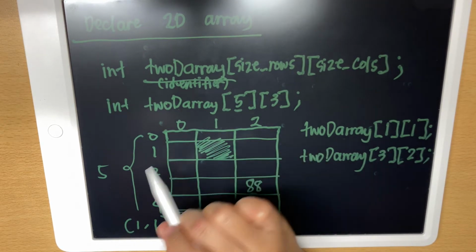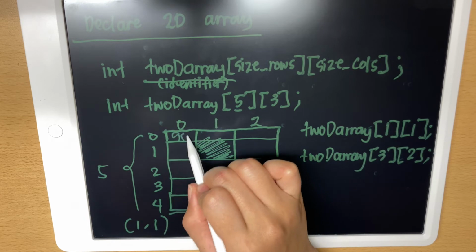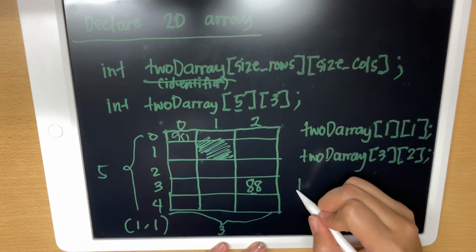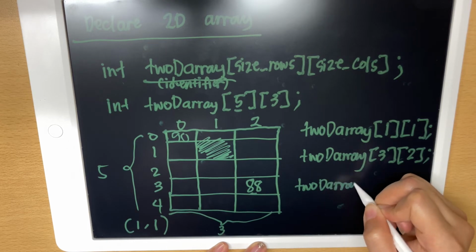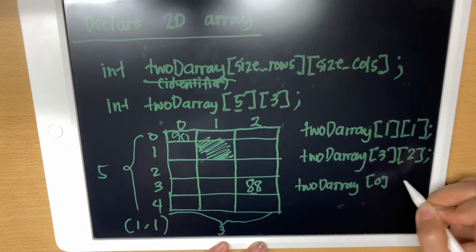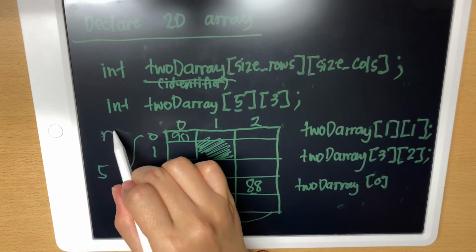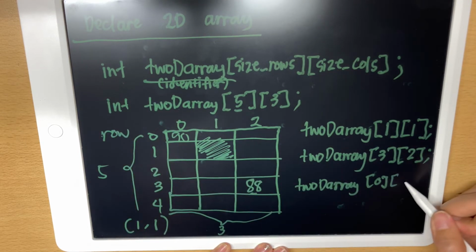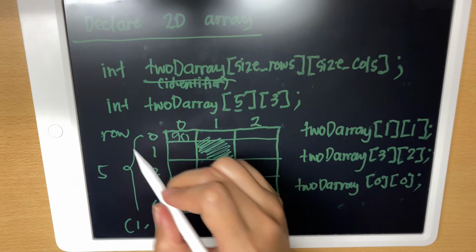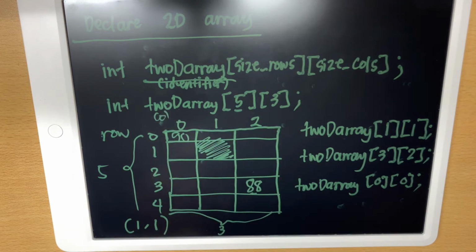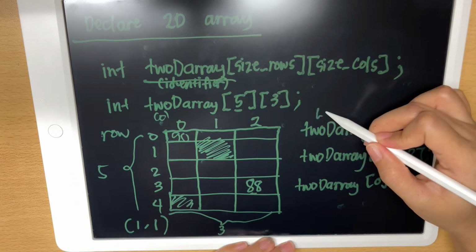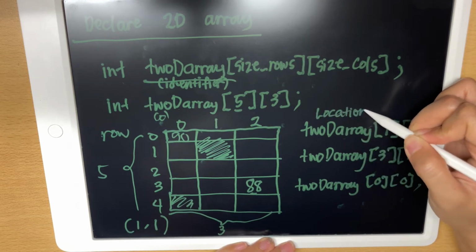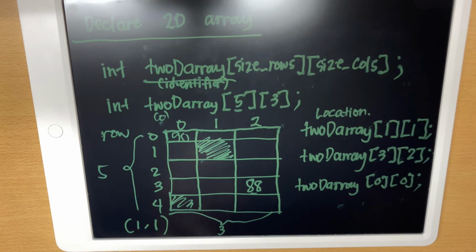Or here, what would be the value of 0? So the 90 is at 2D array, index 0, the row, and the column here. So that's how we do the location of the elements. So that is how we declare 2D arrays.